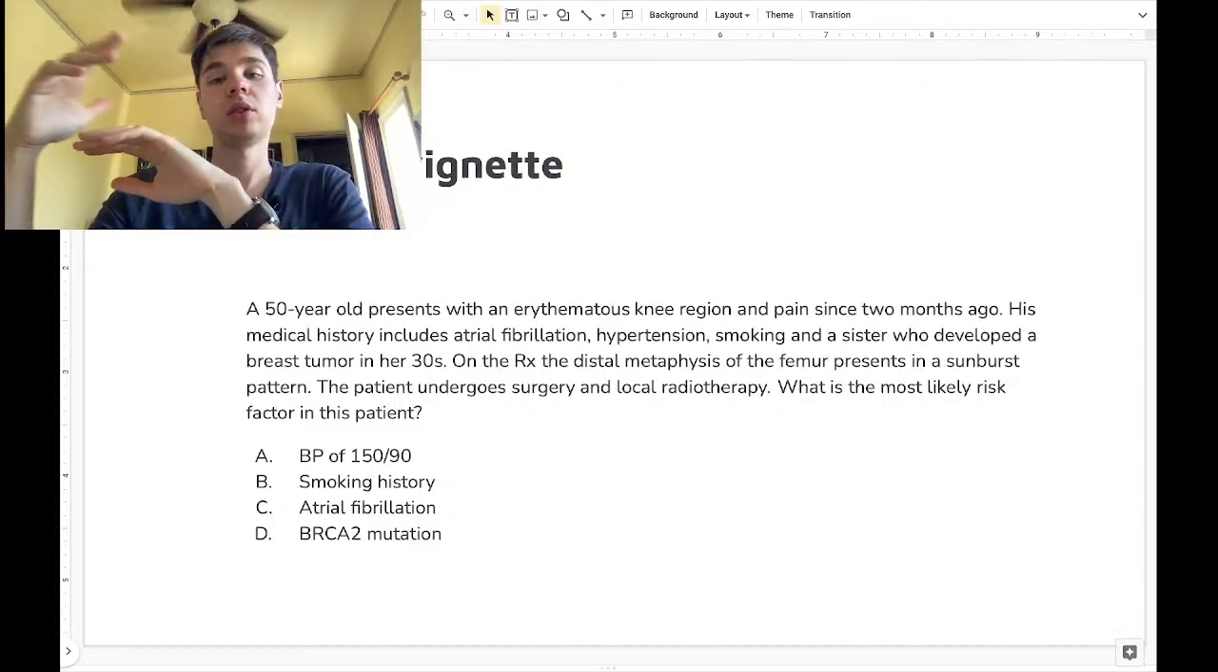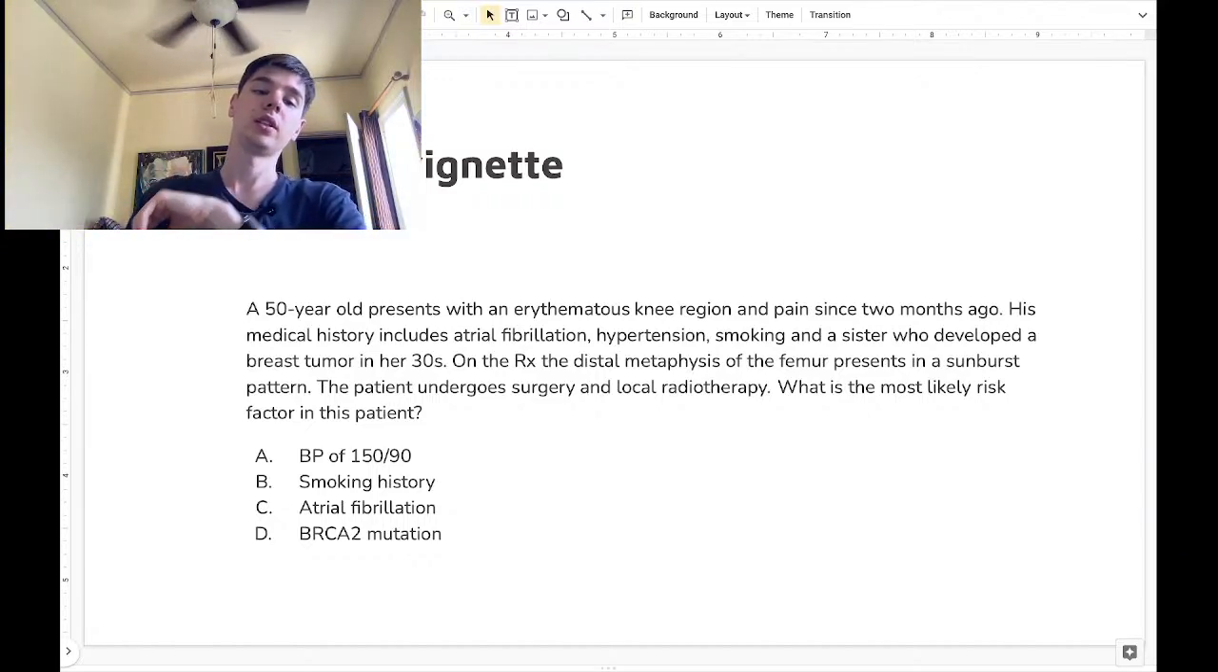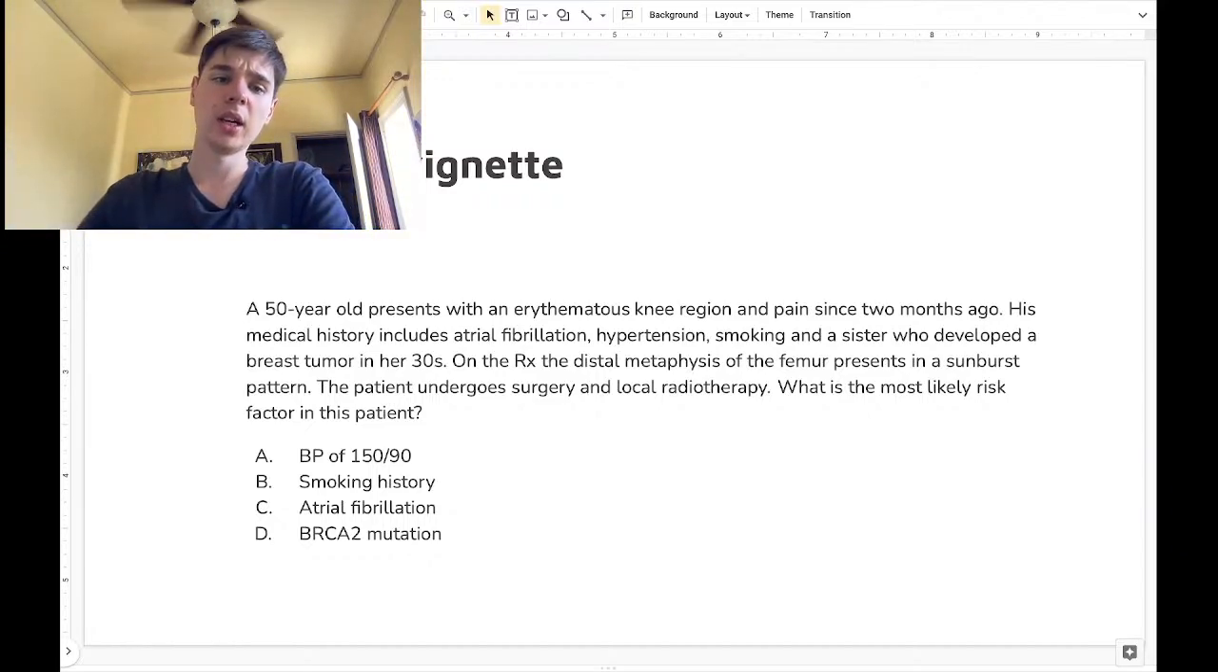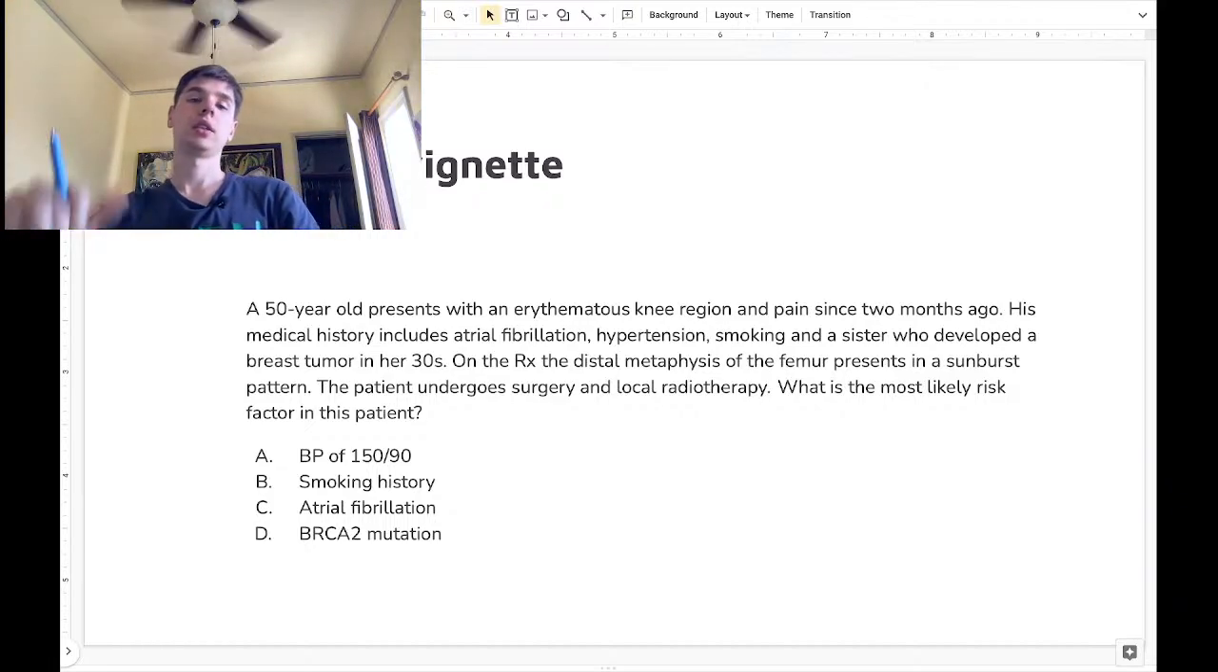The patient undergoes surgery and local radiotherapy. What is the most likely risk factor in this patient? A BP of 150/90, smoking history, atrial fibrillation, or a BRCA2 mutation? Let me know your answer in the chat box.